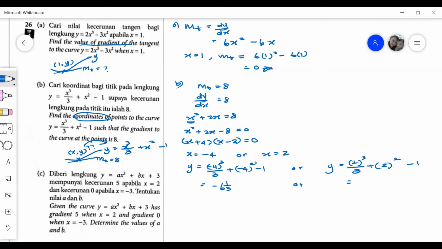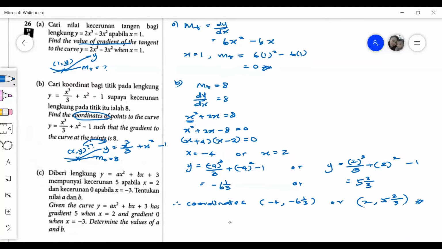So let's substitute x equals 2 in the calculator. We get y equals 5 and 2/3. All right. Therefore, the coordinates will be negative 4, negative 6 and 1/3, or 2, 5 and 2/3. So these are the two coordinates where the tangent will have the gradient of 8.